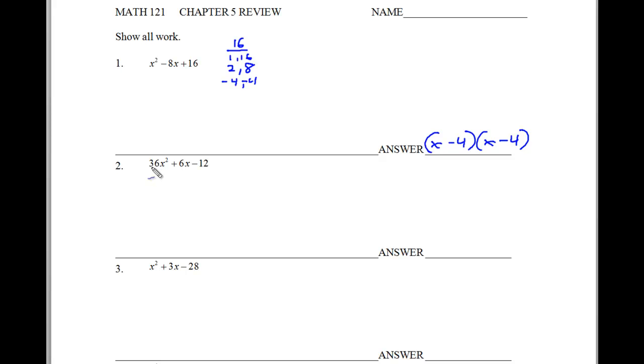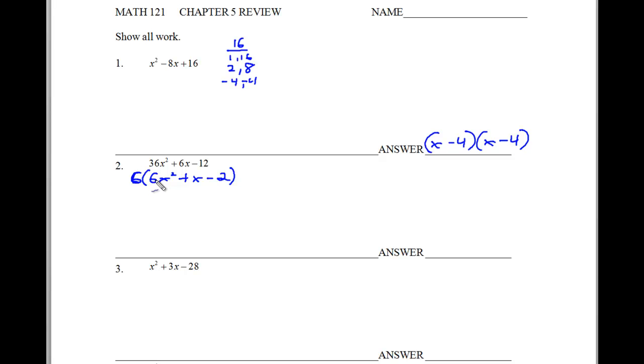Problem number 2, the first question is, is there a common factor I can remove from the problem? And the answer is yes, you can remove a 6. And in doing so, that's going to leave you with 6x squared plus just 1x minus 2. Now, I then ask myself, since we've already factored out the 6 from the problem, how many terms does it have? It has 3. And check the first number in that trinomial, and it's a 6.